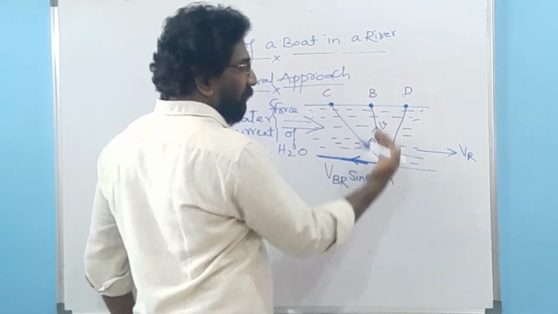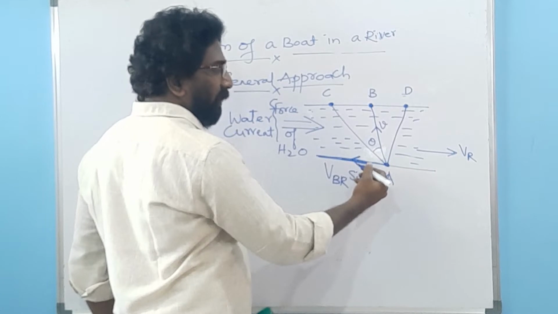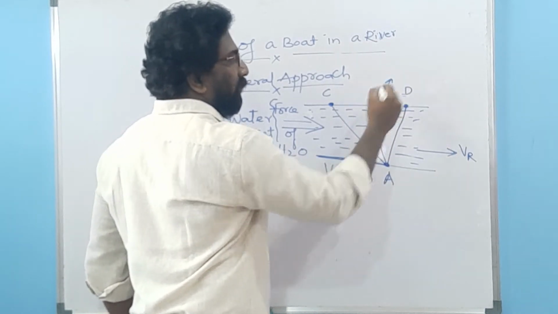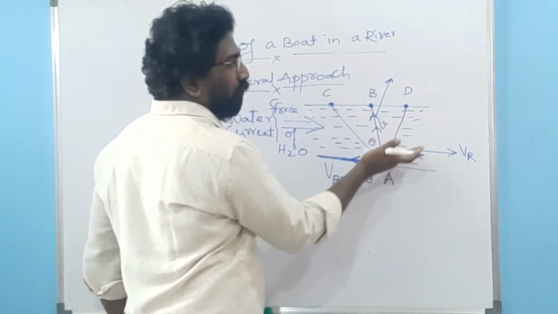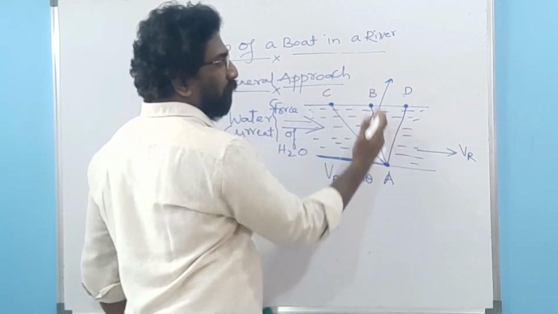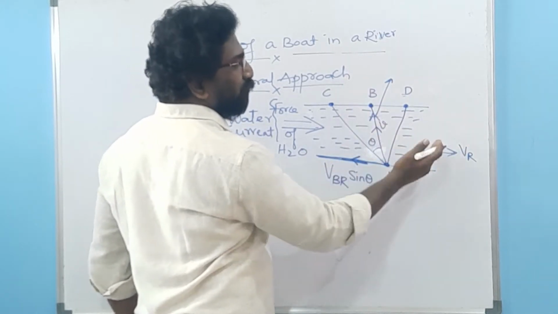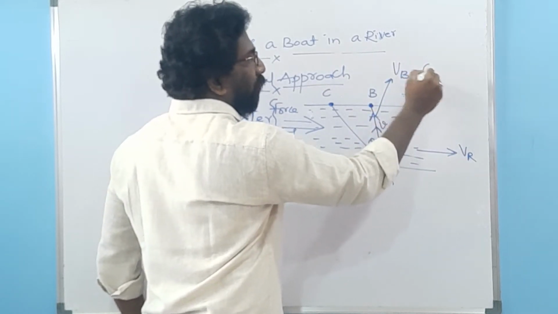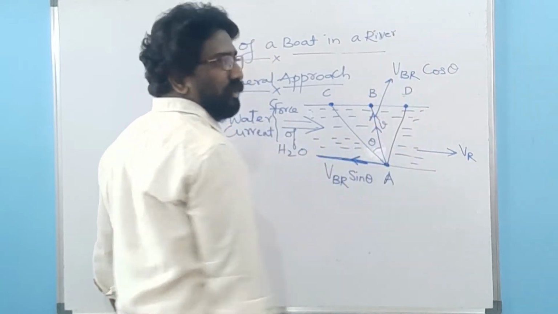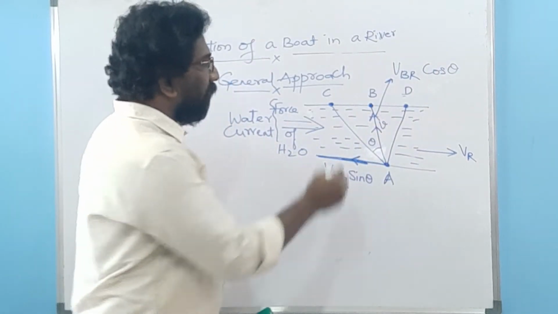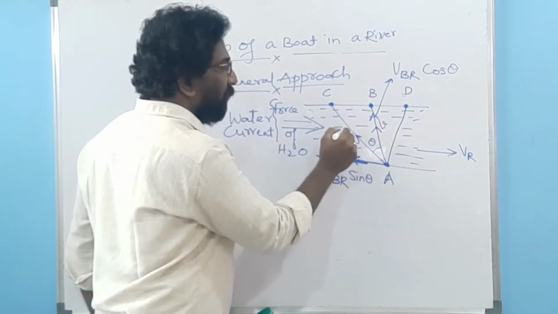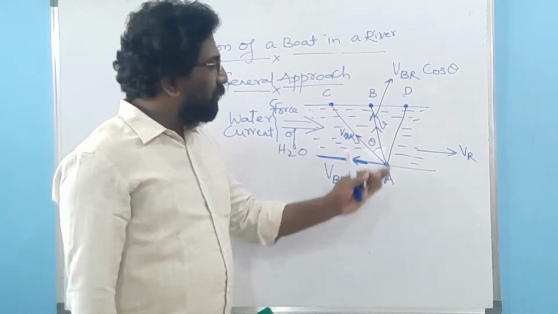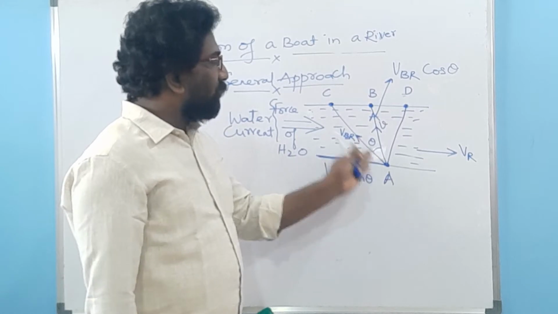Now, if you are having an x component, definitely you will be having the y component also. Let the y component, the component which is perpendicular to the flow of water, be VBR cos theta. What is VBR here? VBR is the velocity of boat with respect to river.